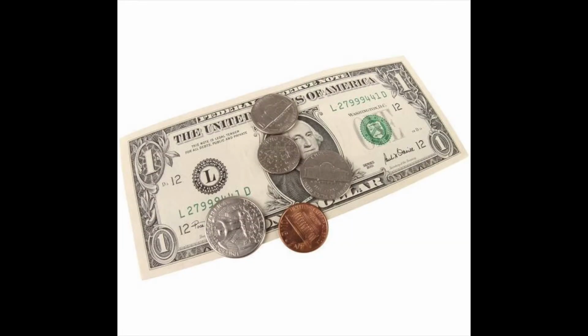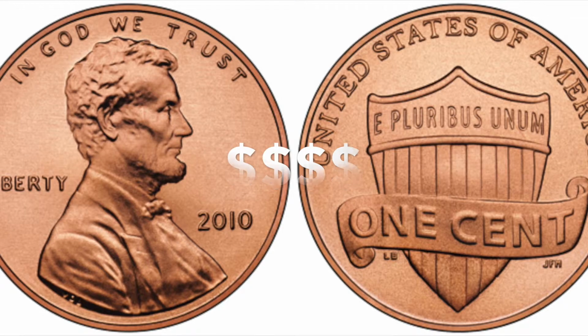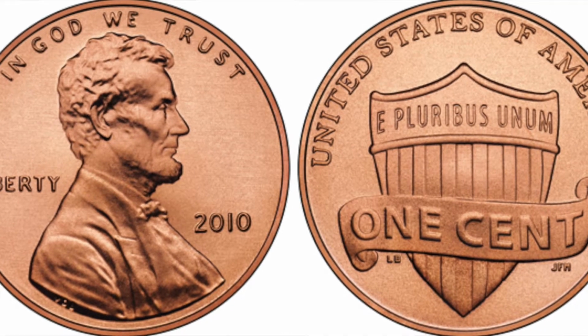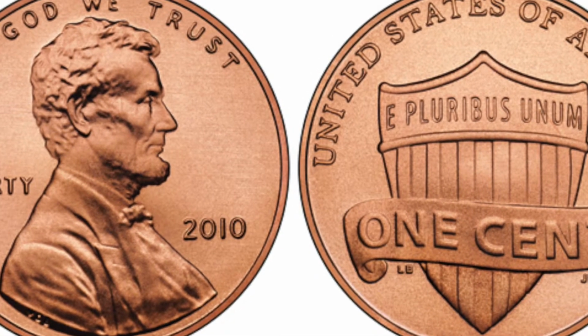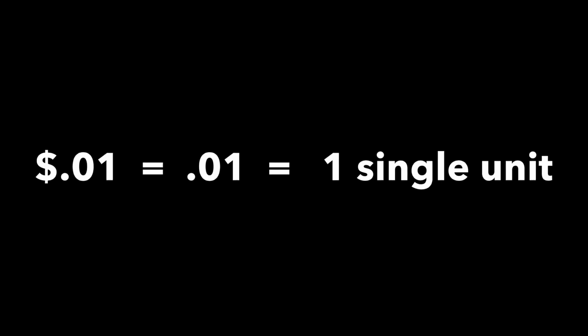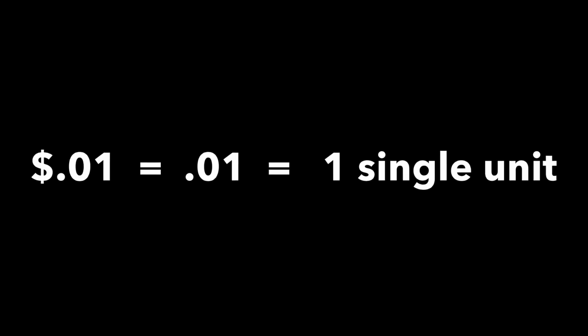Another strategy for learning decimal place value can be used with something we use on a daily basis: money. Money is a very good representation so that you can understand how decimal place value works. First, let's start with our pennies. They collect dust everywhere, but they do have value. Their value is 0.01, one cent. They represent one single unit.